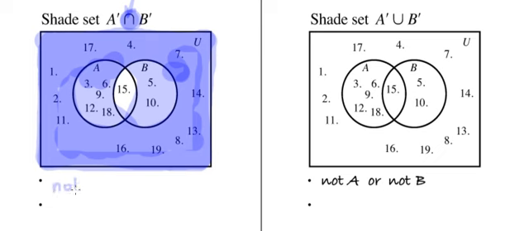So not A and not B. This one has a nice English translation. English has a perfect word for this, neither. Neither A nor B. Neither Albertans nor Bakers, or whatever you want to think of this as. Well, sorry, in this case they're using the number examples. So these are numbers that are neither multiples of 3 nor multiples of 5.